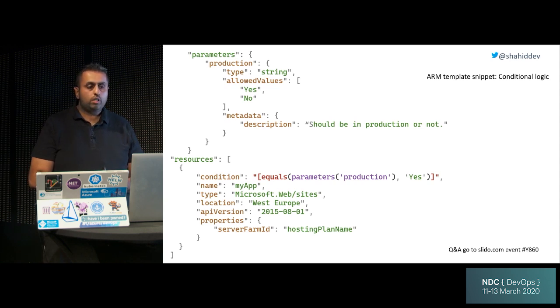So here we've got a parameter called production, it's type string, and we've said it can be yes or no.